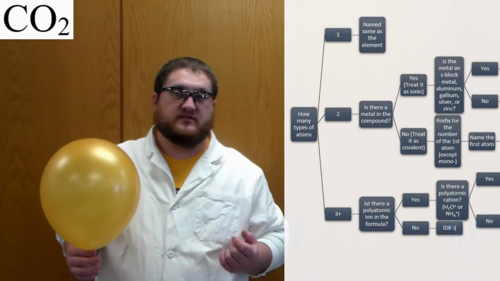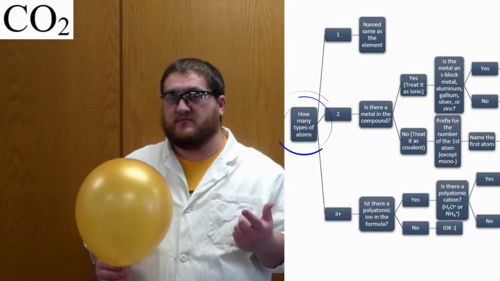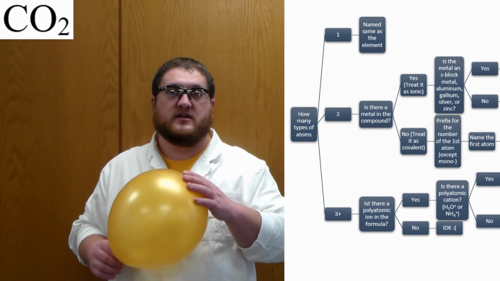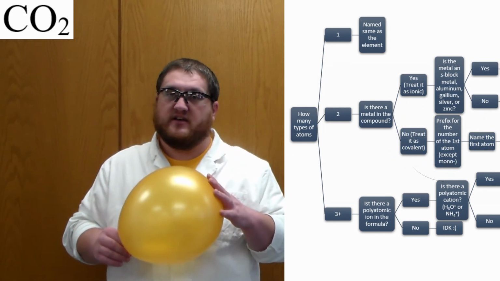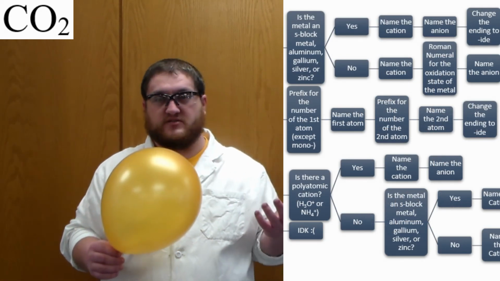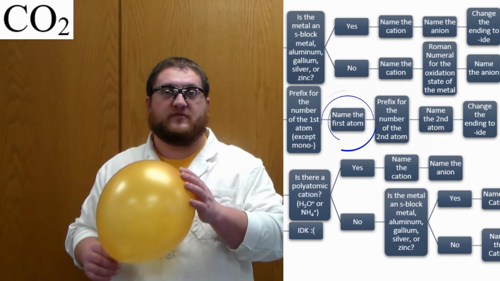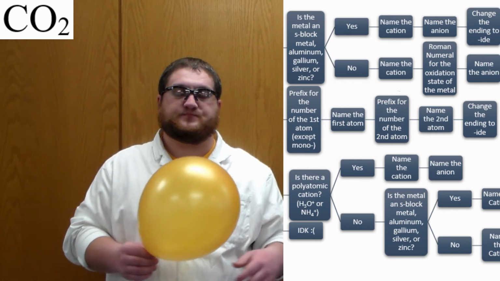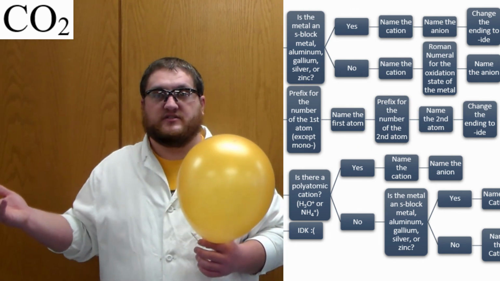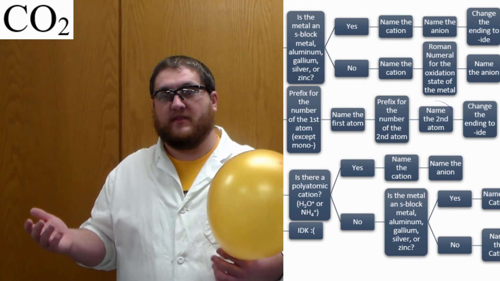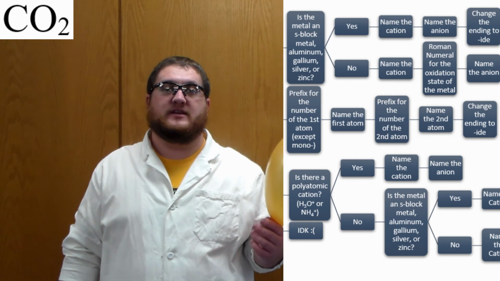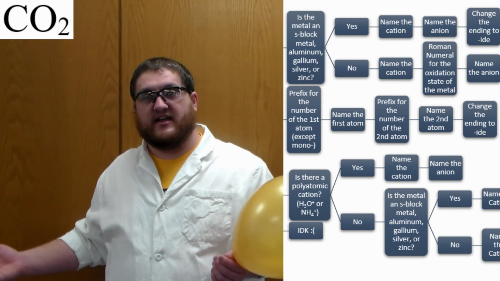So if we follow our patterns, we have two types of atoms. We don't have a metal, so I use a prefix for the first atom, C, just one C. So I would use mono, but I don't have to use mono on the first one. So then I name the first atom, carbon. Prefix for the second atom, O2, so I'd have two oxygens. So the prefix would be di. And then we've used oxygen a little bit already. So this would be oxide, so carbon dioxide.